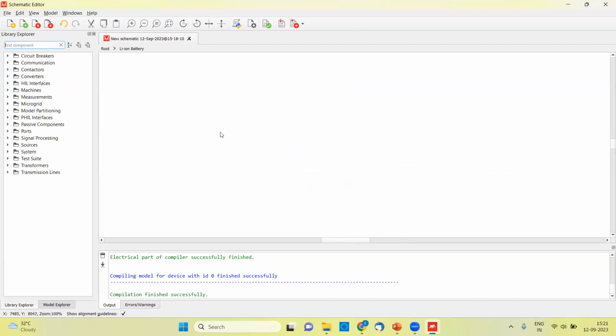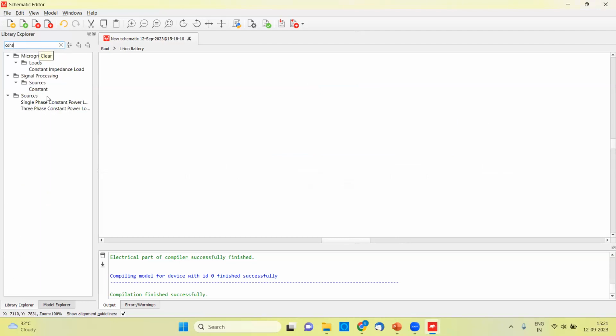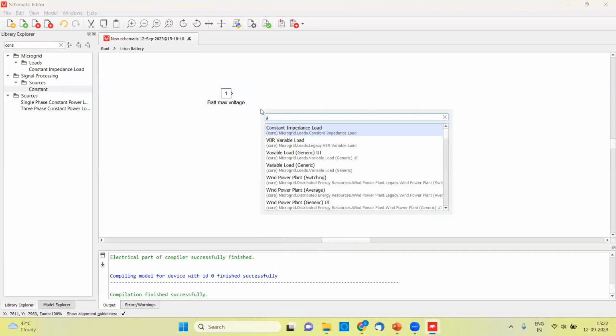And I want to use, first of all, one constant block. I will take a constant source, just search for a constant. Then I'm going to name this battery max voltage. By name only you can understand that this constant block represents the maximum voltage of the battery which I'm going to use today. So instead of using a particular battery block which is there in the library, I am actually designing the mathematical battery over here.